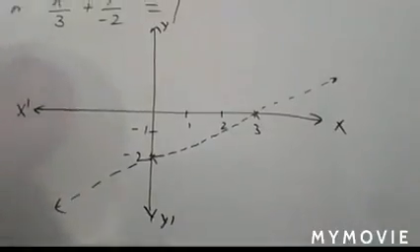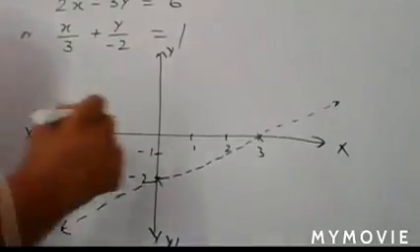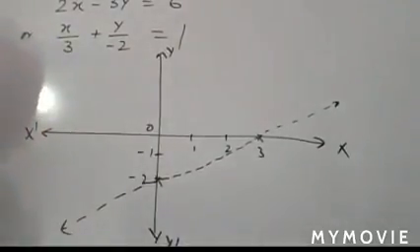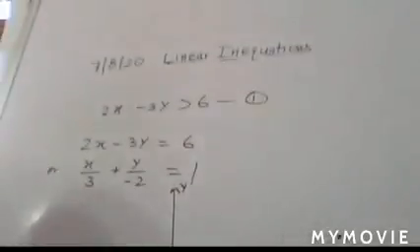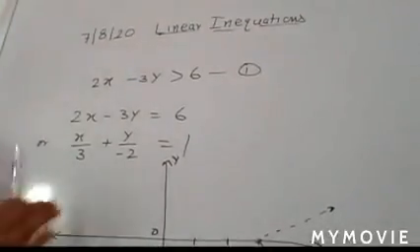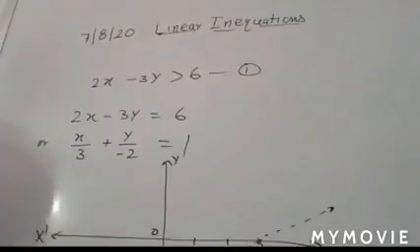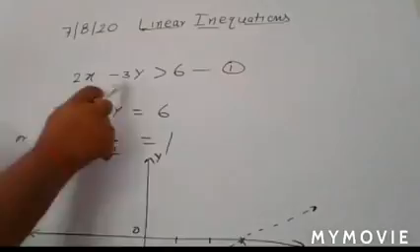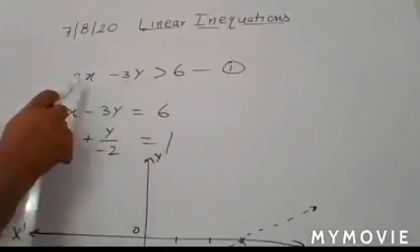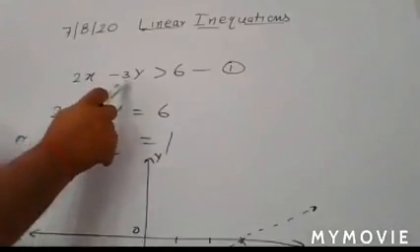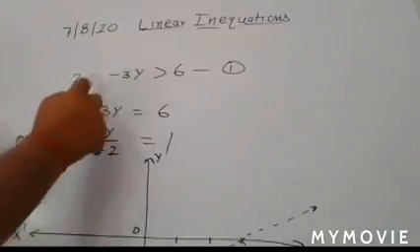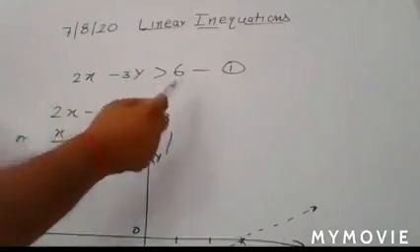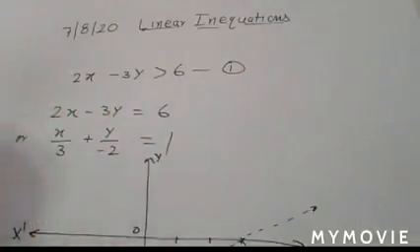Now come to the point where you check, and this is the position of the origin. Here you have origin O. Now just check by taking the test point (0,0). If you put it there, 2 into 0 is 0, and 3 into 0 is 0, so this part is 0, and your complete inequation becomes 0 greater than 6. That is not true. 0 greater than 6 is not correct.